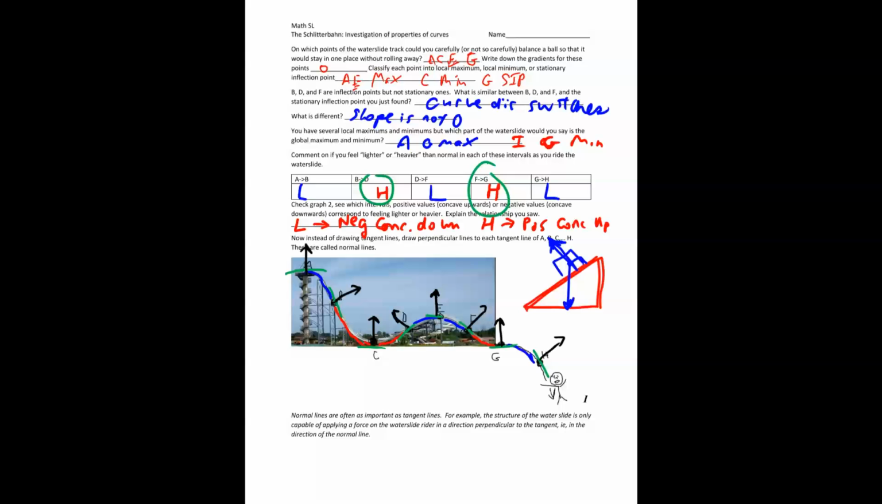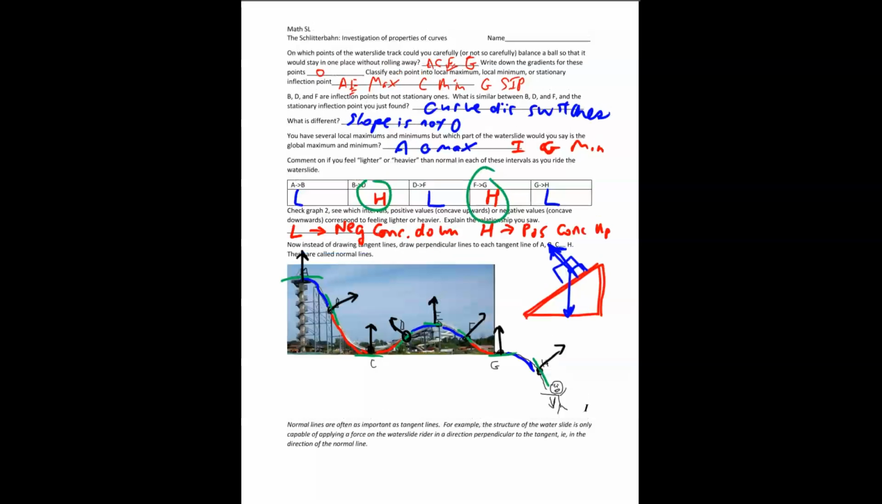Okay? And that was just to introduce the concept of a normal line, which is like a tangent line, except it's perpendicular to the tangent line. It actually goes through the same point as the tangent line. It's just perpendicular to it instead of following along the direction of the curve, it goes totally opposite. It's 90 degrees to the direction.